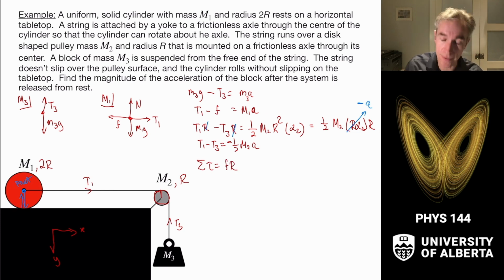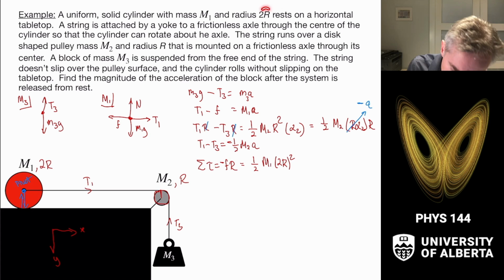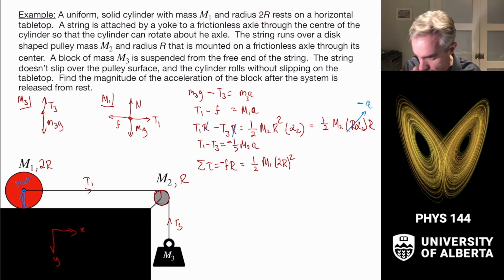times the radius of the object, and that's equal to, and that's a negative, because it's going in the clockwise direction, angular acceleration. So this is equal to minus 1/2 times m1 times 2r quantity squared. So that's the moment of inertia for a cylinder, and 2r comes from the fact that we've specified its radius is twice whatever this r value is in the problem. So that's the moment of inertia I. Then we multiply it by alpha.